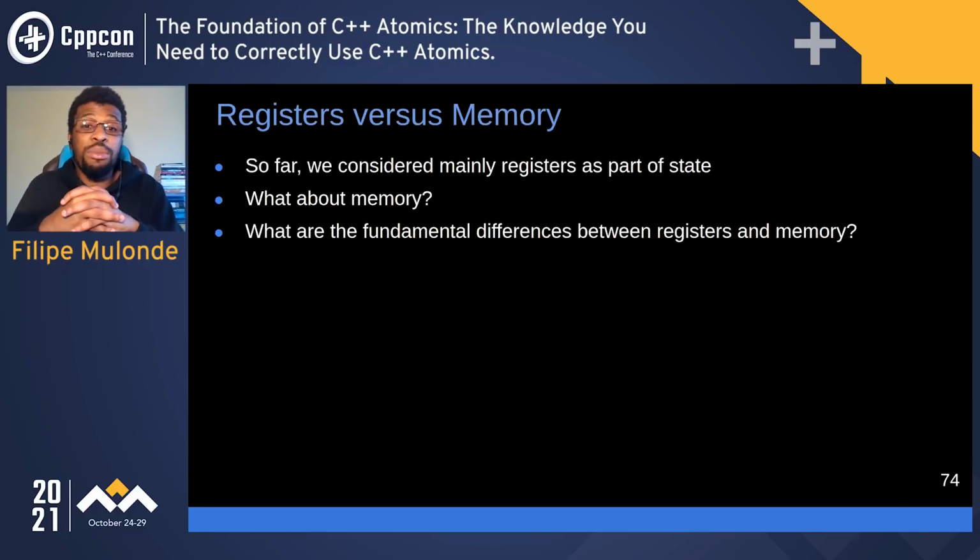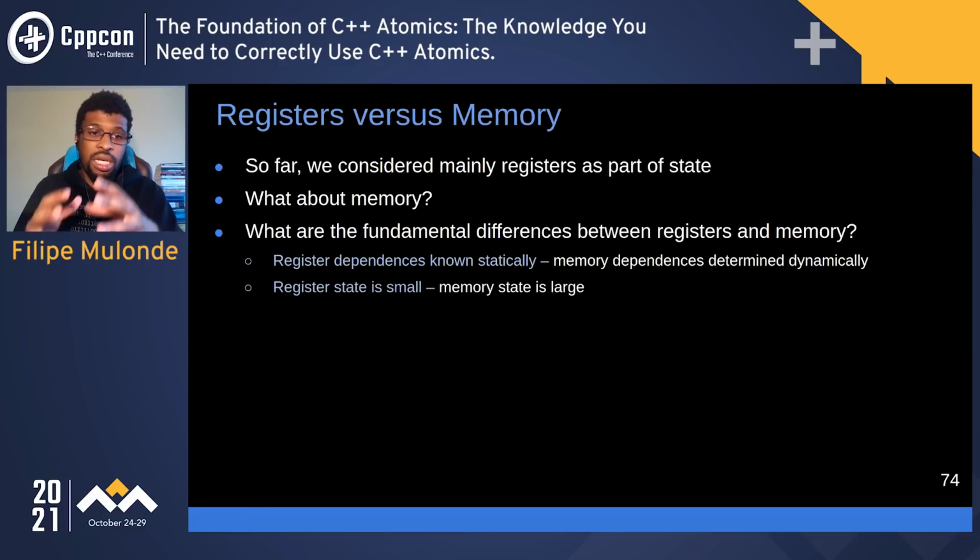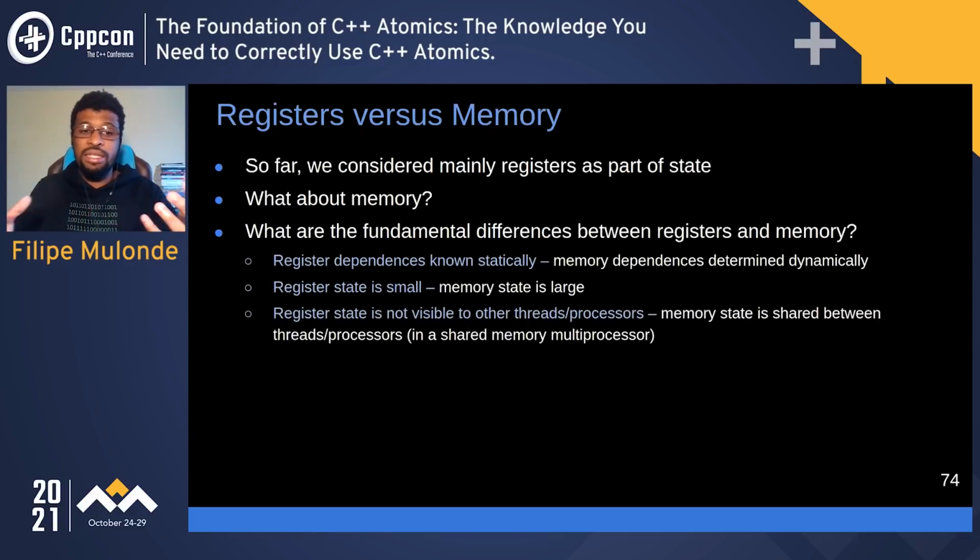So what are the fundamental differences between registers and memory? First is that register dependencies are known statically, and memory dependencies are determined dynamically. Register state is small, and memory state is large. And register state is not visible to the other threads or processors, but memory state is shared between threads or processors in a shared memory multiprocessor.